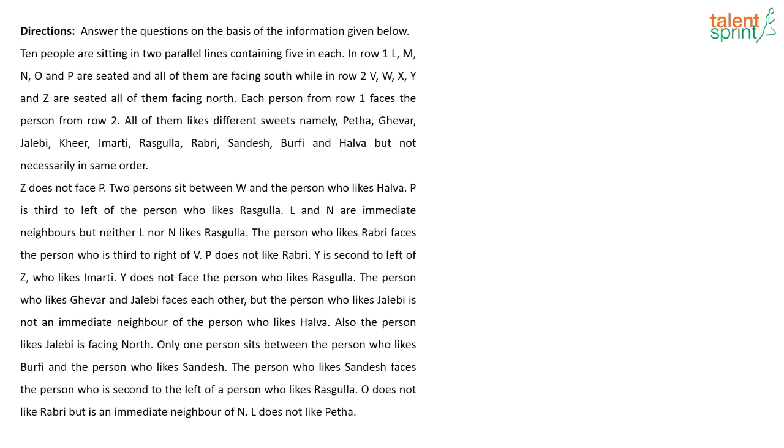What is given? 10 people are sitting in two parallel lines containing 5 in each. In row 1, L, M, N, O and P are seated and all of them are facing south. So I have L, M, N, O, P and all of them are facing south. In row 2, I have V, W, X, Y, Z and all of them are facing north. Each person from row 1 faces the person from row 2. All of them like different sweets as follows.